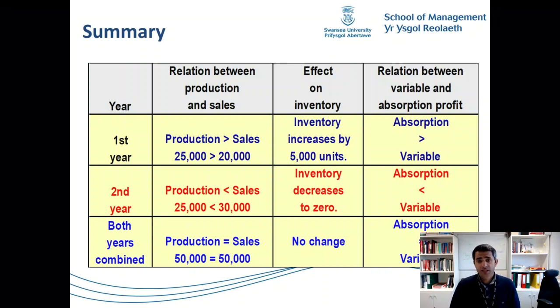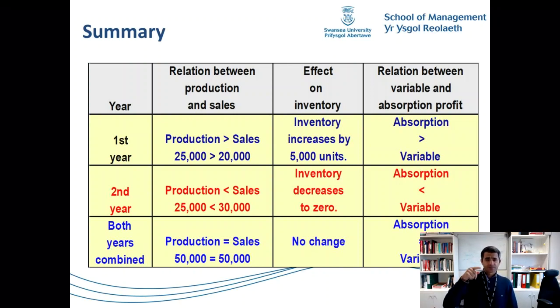In summary, what you need to look for: the first year, what happened in the first year, the production. The units produced, it was 25,000 units, but we sold 20,000 units. So the production is more than the sales. So what will be the effect on inventory? Think about it. Logic, inventory increases by 5,000 units, because we will be left with 5,000 units as a closing inventory, right? So remember, in this case, absorption costing profit would be higher than variable costing profit.